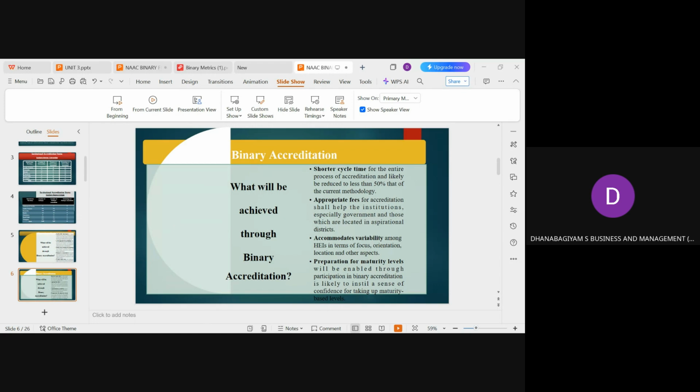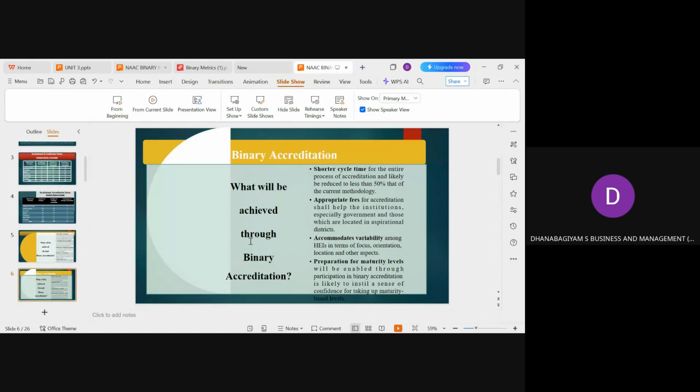Okay, and next, through this binary accreditation process, it is a shorter cycle. When you talk about the shorter cycle, the entire process of accreditation is likely to be reduced to less than 50% of the current methodology. So most of our work will be easier and a shorter cycle. And for this, basically there are no appropriate fees for accreditation.